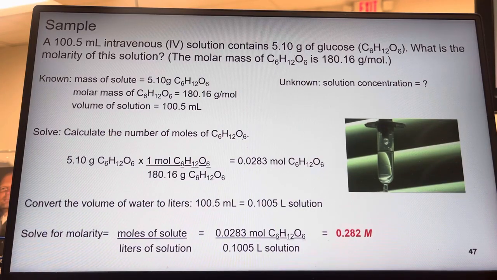0.282 molarity, okay? And a doctor may recognize that you're sick with some certain illness, and they may prescribe you a certain molarity of glucose solution in your bloodstream to help you heal, among other things, right? So this is how they do it, okay? Pretty easy, actually.